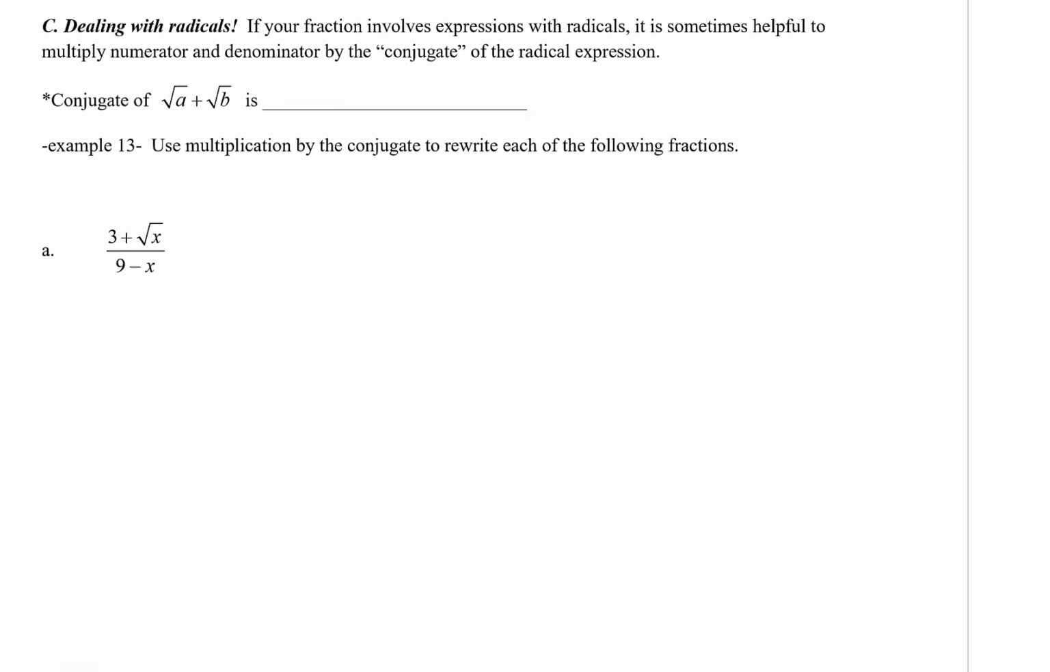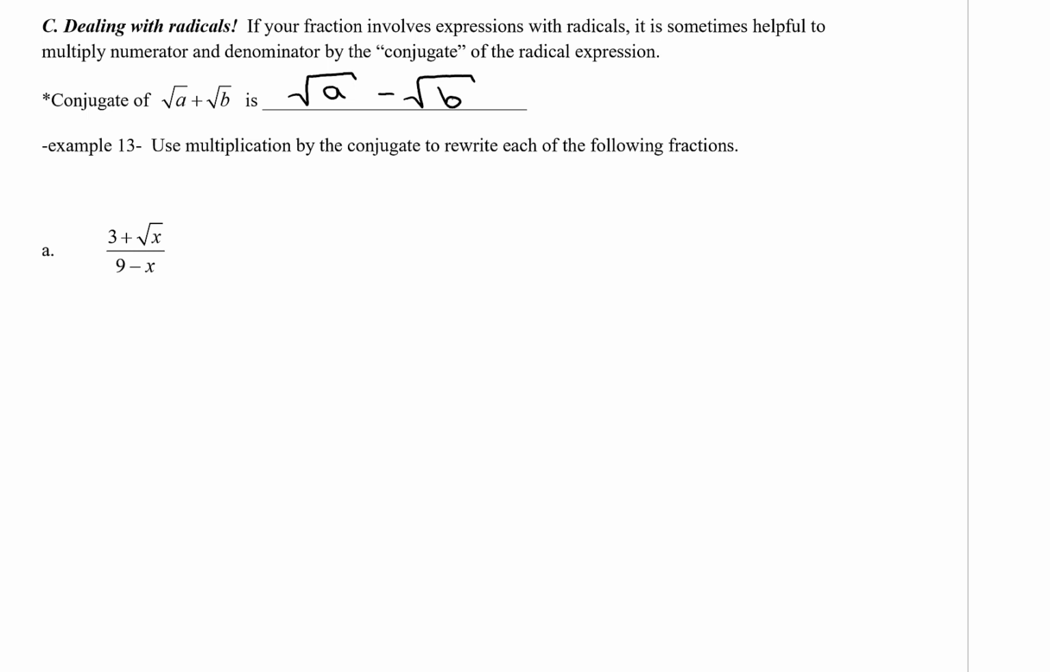C. Dealing with radicals. If your fraction involves expressions with radicals, it is sometimes helpful to multiply the numerator and denominator by the conjugate of the radical expression. Conjugate of radical A plus radical B is radical A minus radical B. Example 13. Use multiplication by the conjugate to rewrite each of the following fractions.